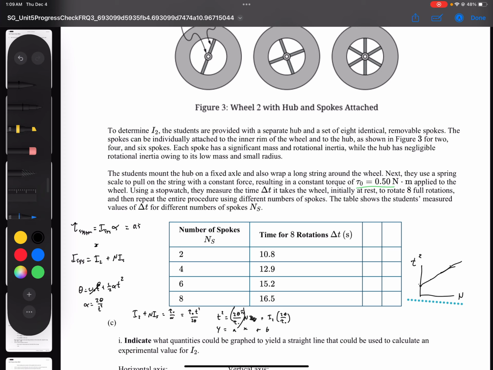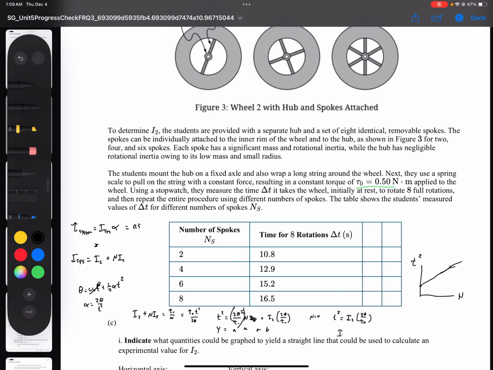So then the y-intercept here is going to give me the moment of inertia of just the wheel, right? So I'll calculate what t squared is at that point of time. The number of spokes can be 0. So when n equals 0, then my y-intercept is going to be equal to t squared when n equals 0, right? So that's going to equal I2 times 2 theta over the torque, okay?